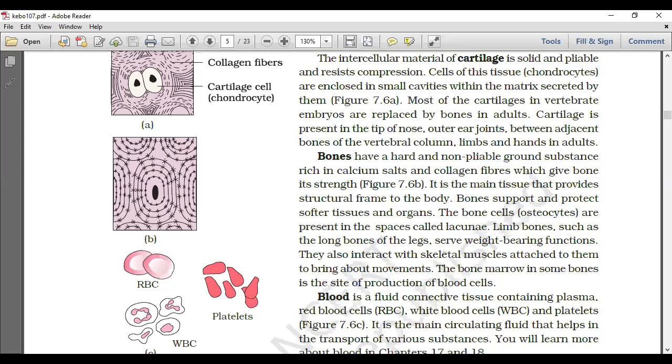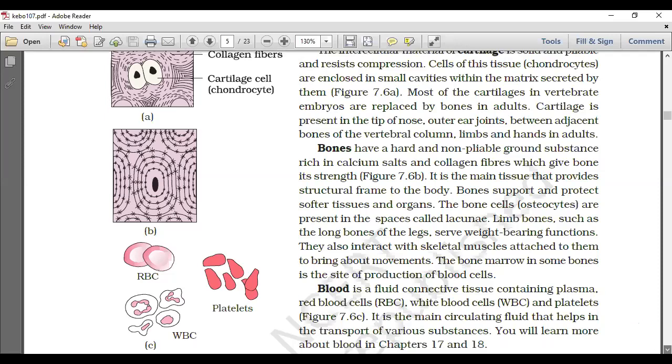It is the main tissue that provides the structural frame to the body. Bones support and protect soft tissues and organs. The bone cells are present in the spaces called lacunae. Limb bones, such as the long bones of the legs, serve a weight-bearing function. They also interact with the skeletal muscles attached to them to bring about movements. The bone marrow in some bones is a site of production of blood cells.